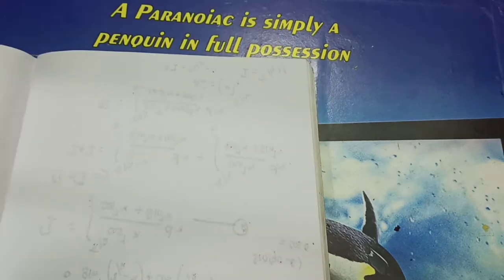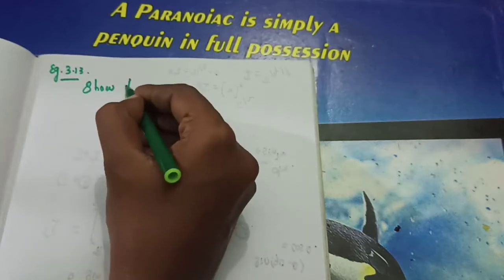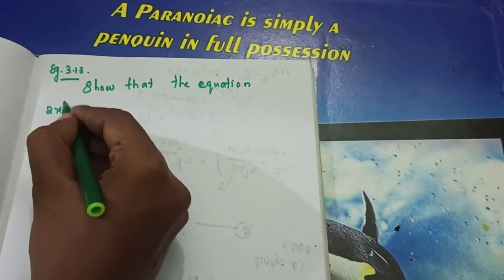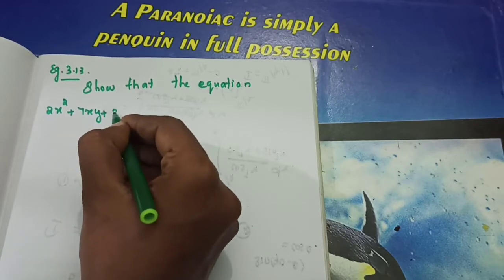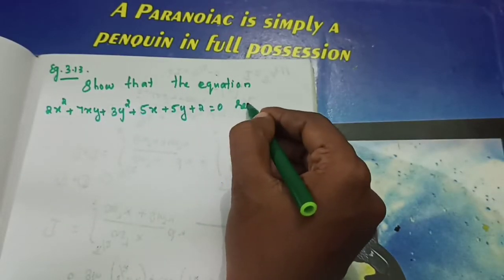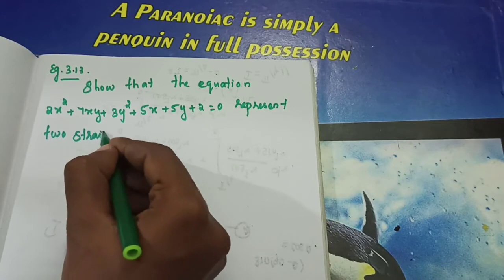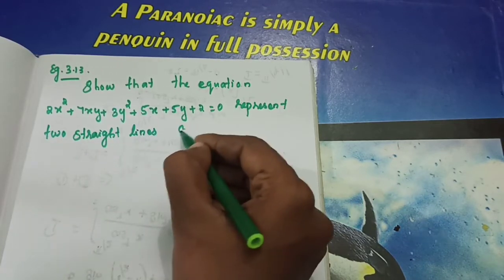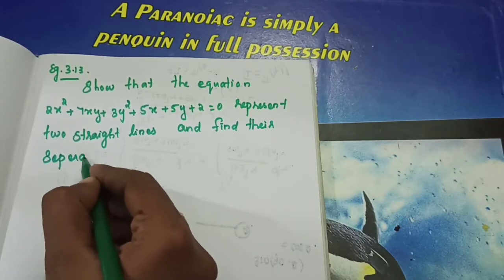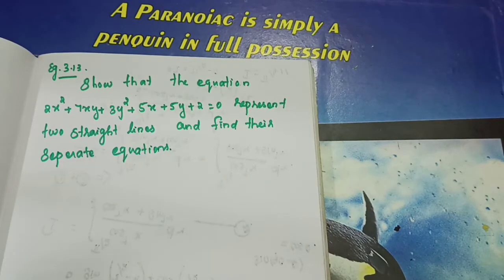Example 3.13. Show that the equation 2x square plus 7xy plus 3y square plus 5x plus 5y plus 2 equal to 0 represents two straight lines and find their separate equations. What's the question? Show that the given equation represents two straight lines.